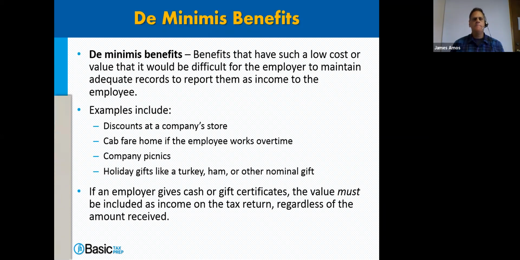All right. Now, de minimis benefits. De minimis is actually a Latin term that just means of minimum value. These are benefits that simply have such a low cost or are so hard to track that they don't include it in the income. Examples: discount at a company store.